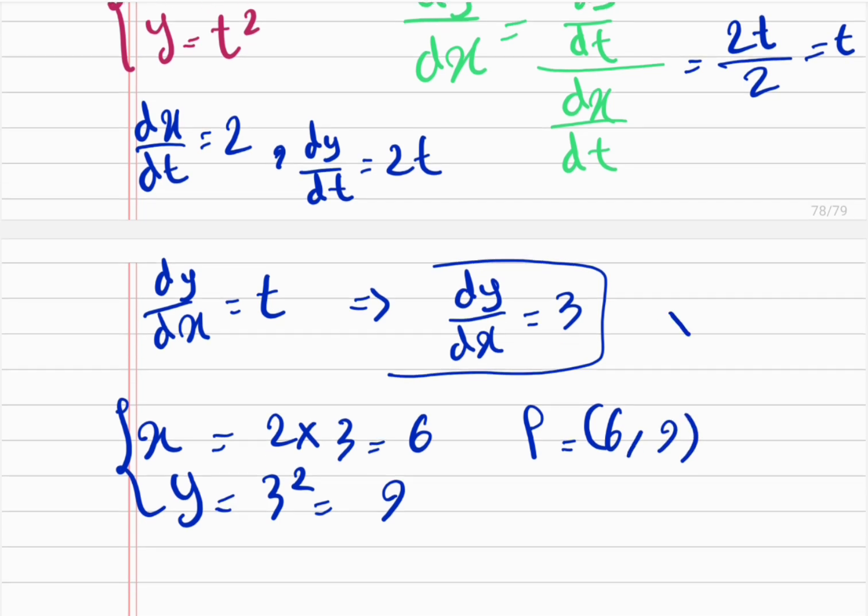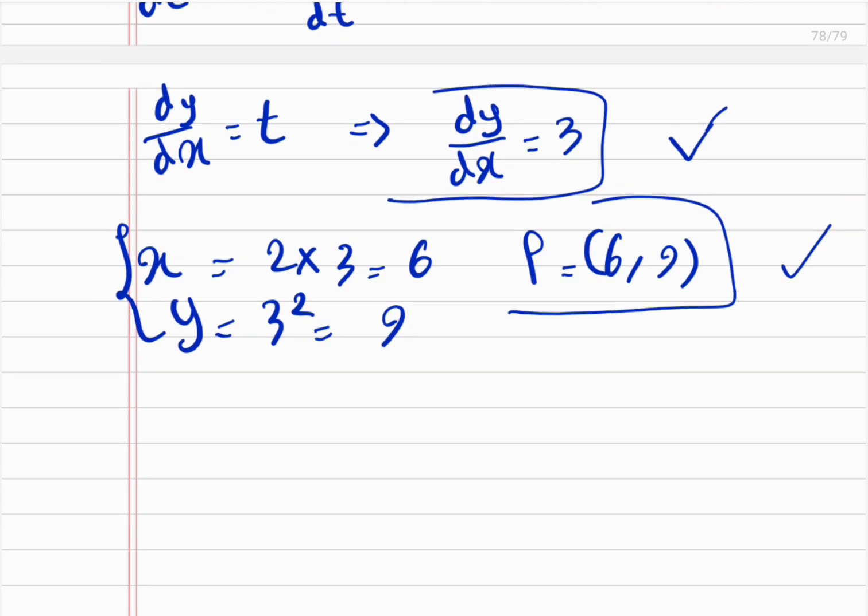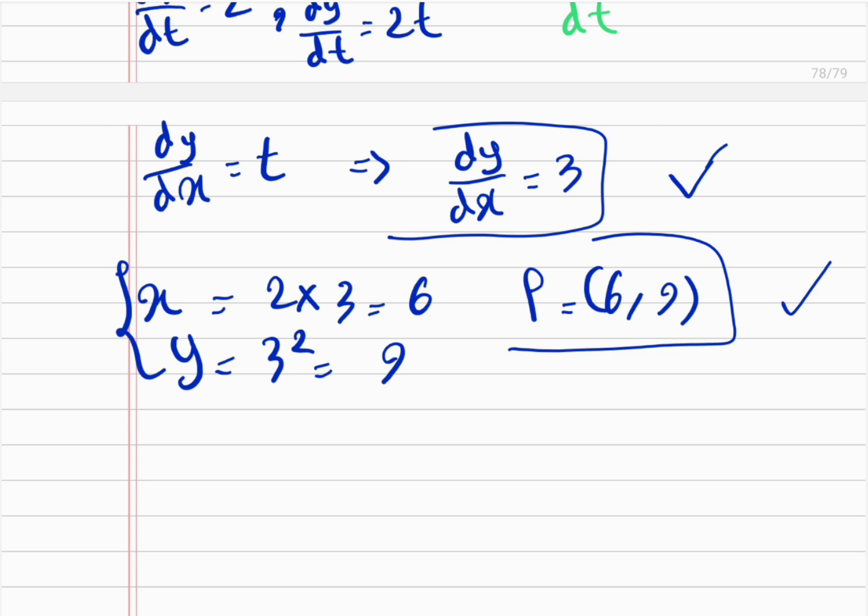We now have the gradient, we have the coordinates of the point. We just need to find the equation of the normal right now. Also, before finding the equation of the normal, remember that this is the gradient of the tangent. So the gradient of the normal is obviously the negative reciprocal of the gradient of the tangent, which is -1/3. This is very important because it's very common to get to this point and just use the gradient of the tangent line.